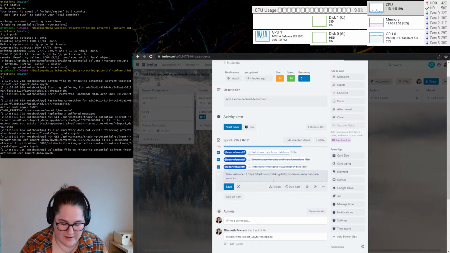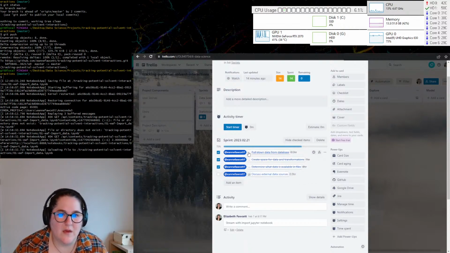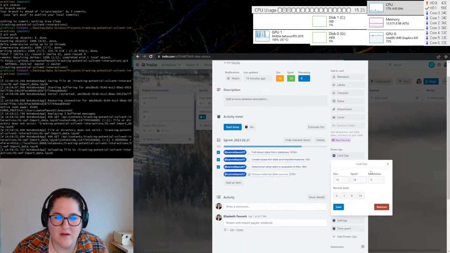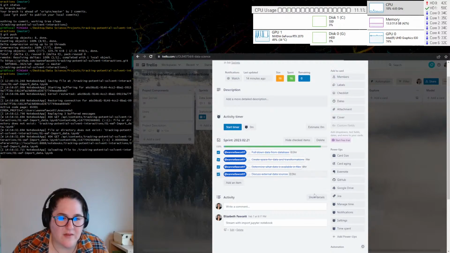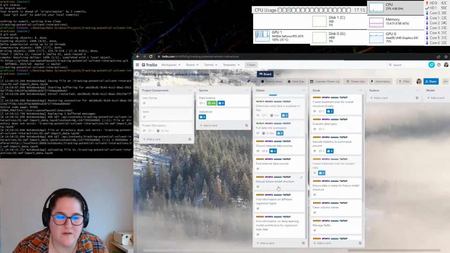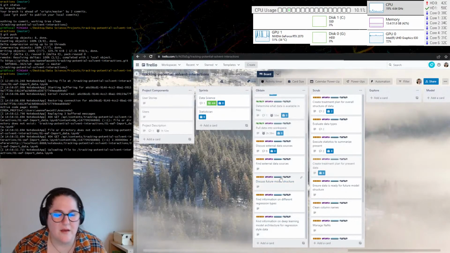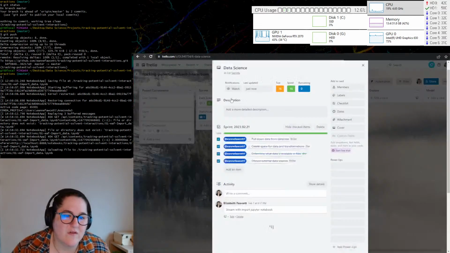Okay. And I expect this to take half an hour. And I'm going to add this card size. I'm going to add 2 story points. Now we just spent those, so I'm going to save. And we check this off. That's not what I meant to do. I meant to kind of go through these and add the story points and add them to a sprint here.